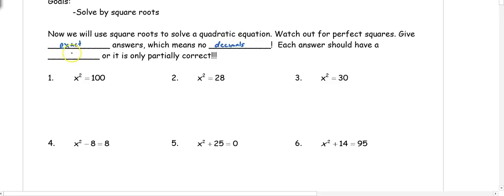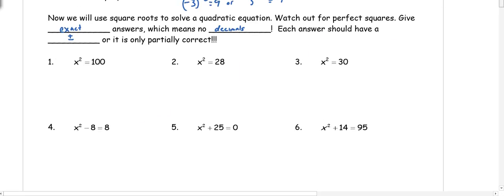Make sure with each answer that we always have a plus and a minus sign, because otherwise it's only partially correct. The reason we have a plus or minus sign is because if I take the positive or a negative of the same number and square it, I'm going to get the same result. So for example, if I had -3 squared or 3 squared, those are both going to equal +9. So I need the plus or minus to show that both of those are solutions.